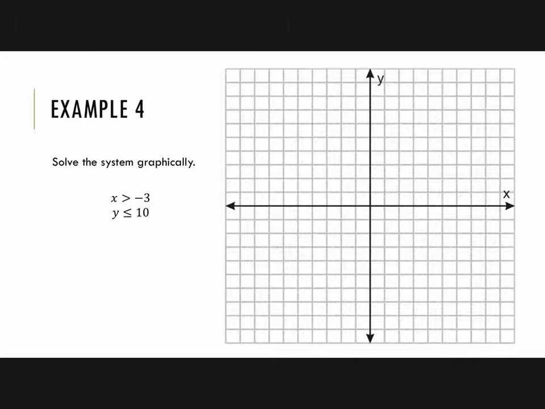Okay, let's solve this one graphically. x is greater than -3, y is less than or equal to 10. So looking at the first inequality, start by looking at the boundary line, x equals -3. Now this one looks a little bit different than the last example because we don't have a y as a variable in here. So you may remember how to graph things like this. If not, you might want to try substituting in points and look for one that makes the equation true.